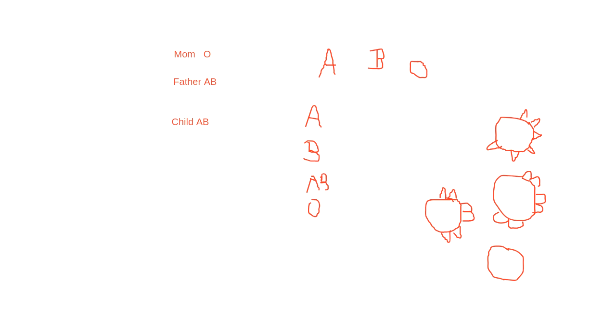A phenotype can be a genotype of either AA or AO. And a B phenotype can be created by a BB genotype or a BO genotype. Whereas an AB phenotype can only be created by an AB genotype. And an O phenotype can only be created by an OO genotype, because that's the recessive one.